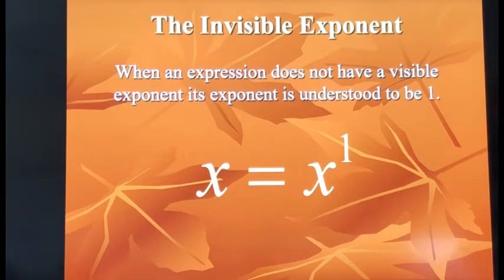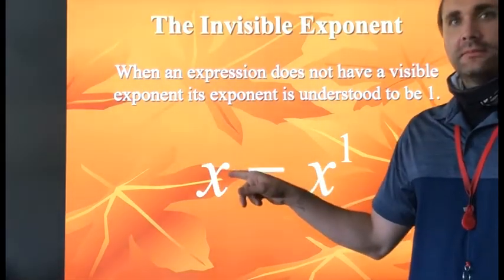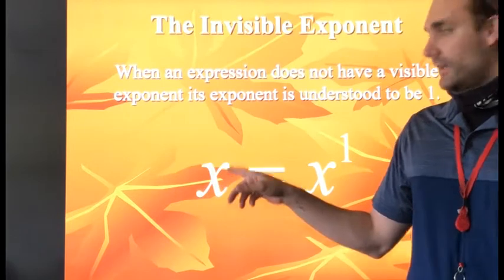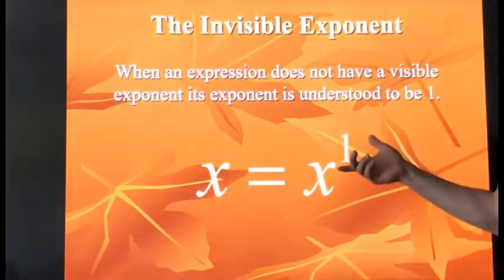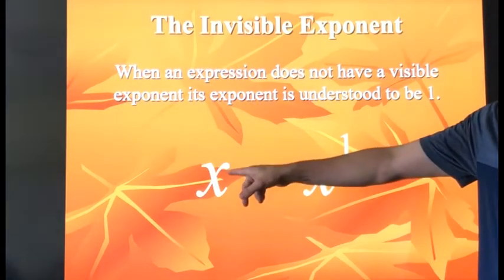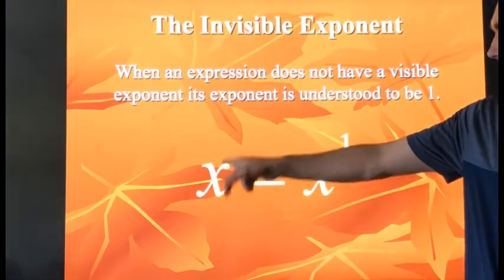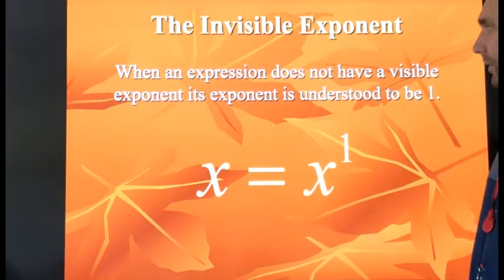The invisible exponent. When an expression does not have a visible exponent, its exponent is understood to be 1. Once again, mathematicians are lazy. You would kill yourself if you had to write 1 power every time. Think how many times you would have to write that 1 power. Let's just assume that anything to the power of 1 is just going to be there. So any variable that you see by itself without any exponent is assumed to be a 1.